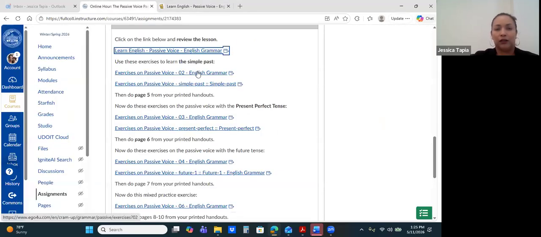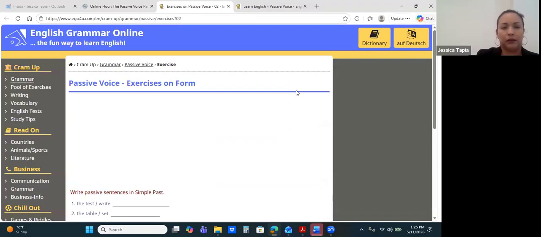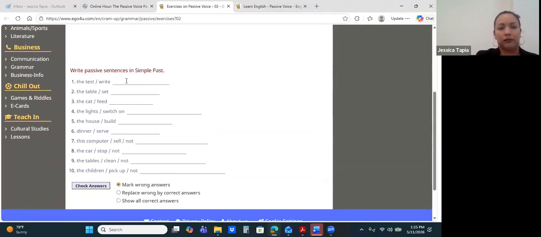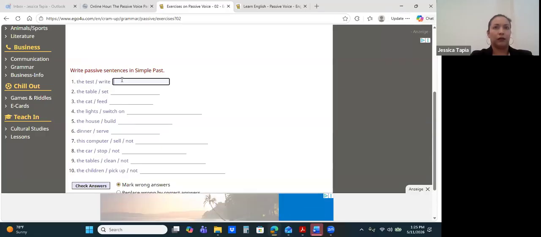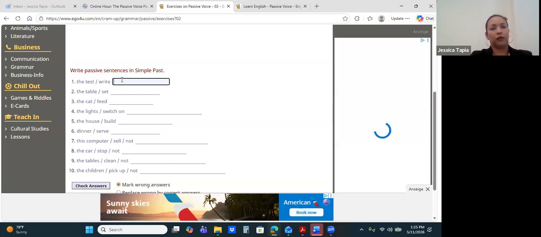Then after you do that, you're going to practice the simple past. Remember, the simple past is on page 5 of your printed handout. So this is the first page, but at the bottom, you'll see the page numbers. Where are they? They're down here. This is page 5. You can look at it, do the exercise. Oh, how do we get the passive in the simple past? So I wrote the test. The test was written.